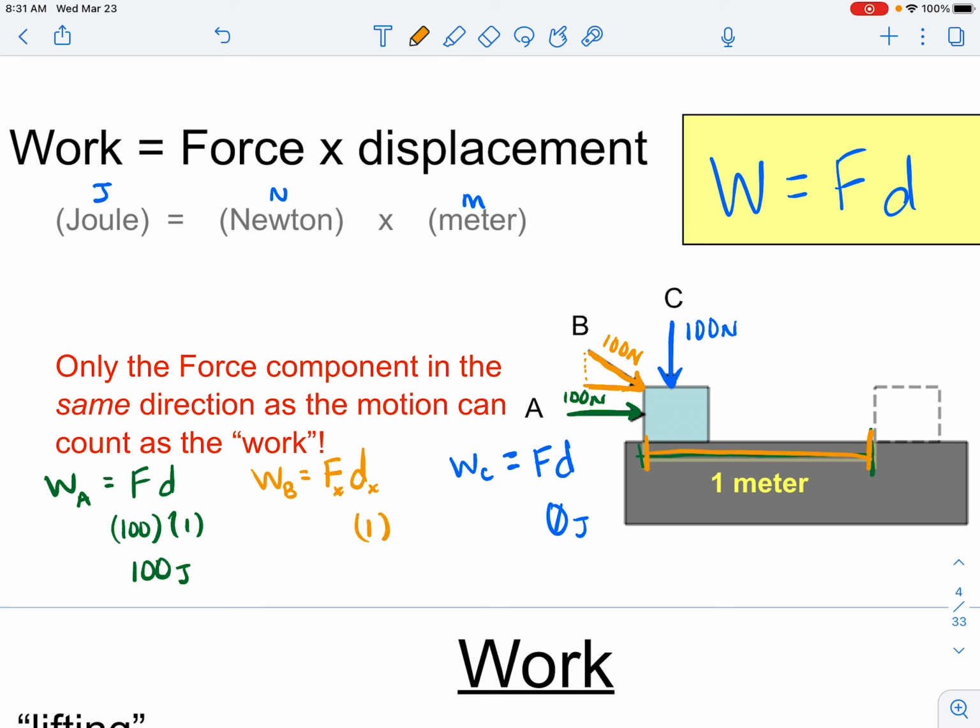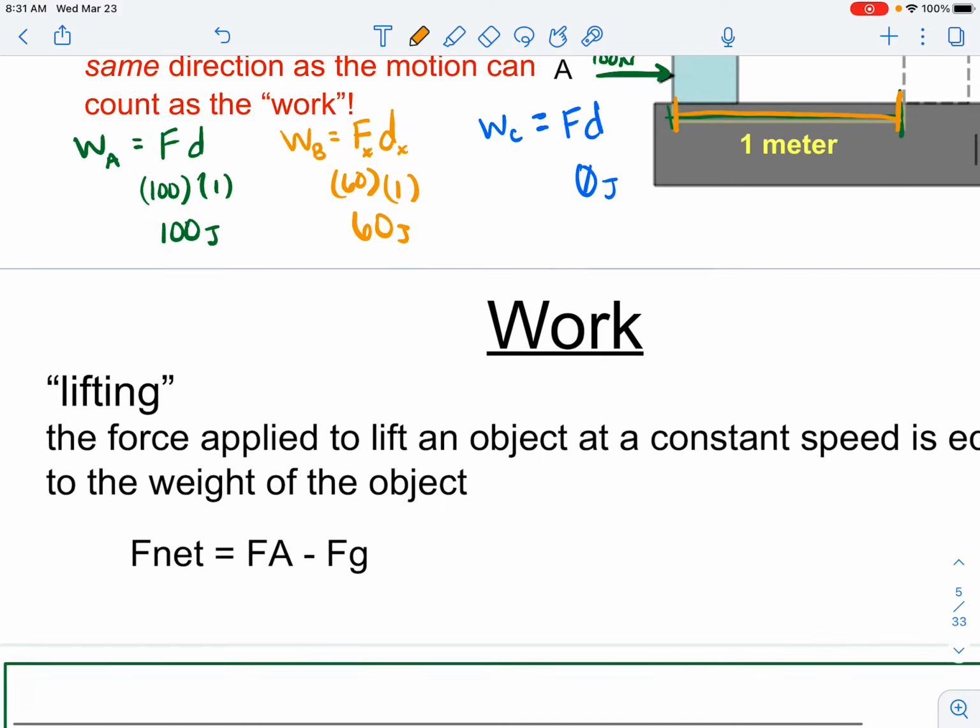So we know that our displacement is 1 meter. Now let's just assume that we had enough information to determine that the horizontal component here is 60 newtons. So if that horizontal component is 60 newtons, then it's going to be 60 times 1. So we would have 60 joules of work performed by vector B. So C does no work, A and B both do work, but it's going to be A that does the most work because all of that force is being used to calculate the work done. So we get 100 joules versus 60 joules.